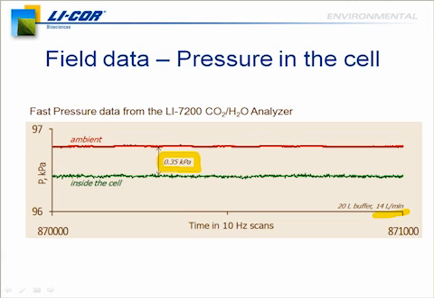So if you are to have any kind of pressure changes, and you need to apply these to the P term for expansion, as I mentioned earlier, the 7200 has the ability to measure these pressure fluctuations, and you can correct your data even further.